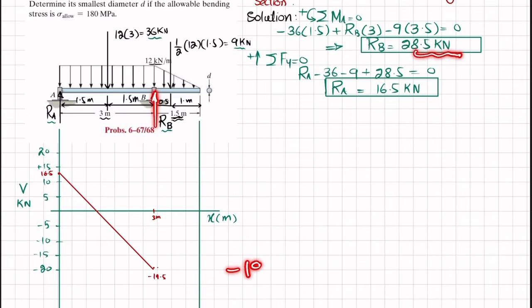So minus 19.5 plus 28.5 will give you 9, plus 9. So at this point shear force will change to plus 9. Let this be plus 9. So shear force will change to plus 9.